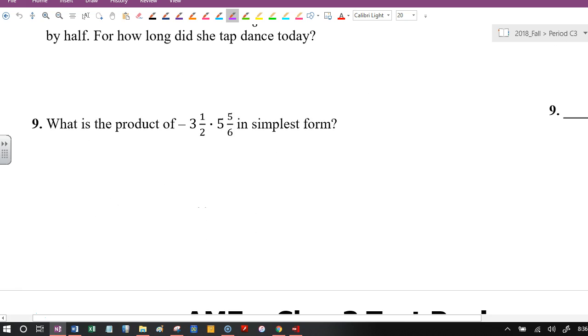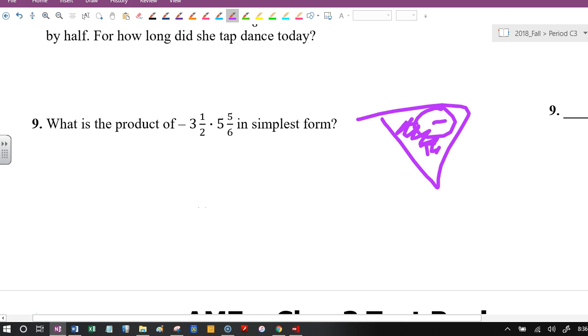Yeah, my computer was being weird. But a negative times a positive will make a negative. So, final answer negative. All right, go ahead. Okay, so I don't really like to multiply straight across as mixed numbers. I like to change them to improper fractions.